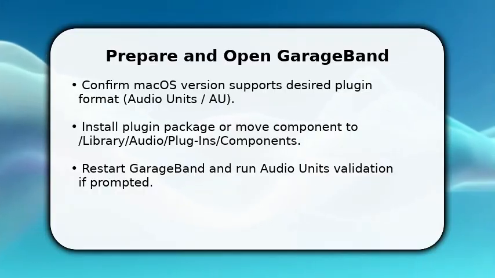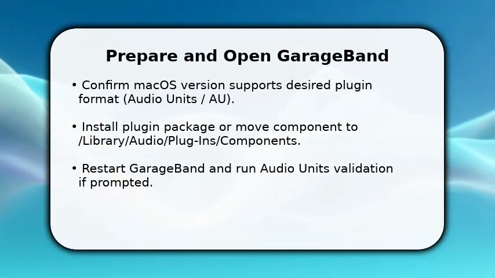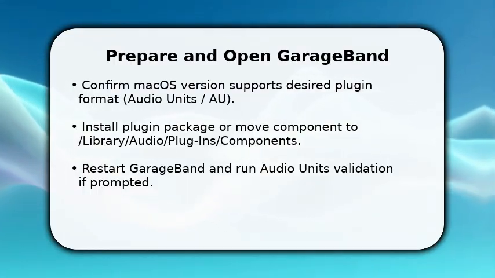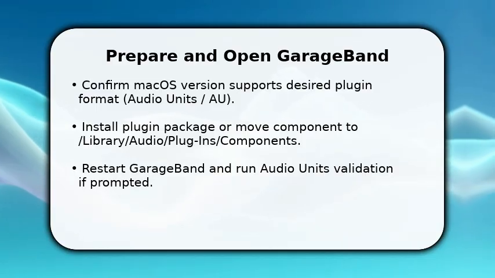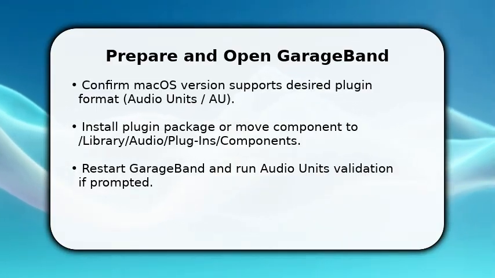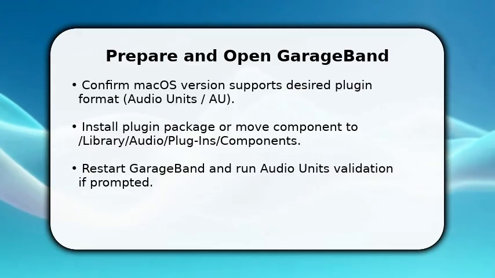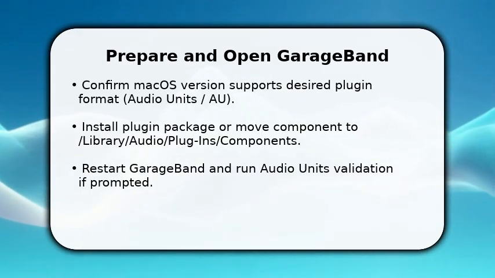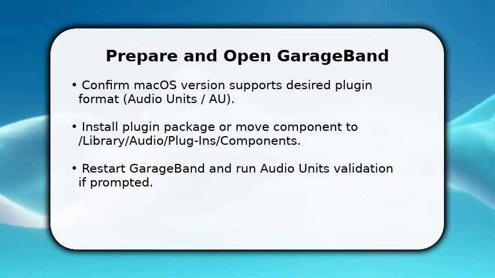You'll start by making sure GarageBand can see the plugin. First, confirm your macOS supports the Audio Units format. Many modern plugins use it. Install the plugin using its installer or copy the component file to /Library/Audio/Plug-Ins/Components. Sometimes a user-level Library folder is appropriate.